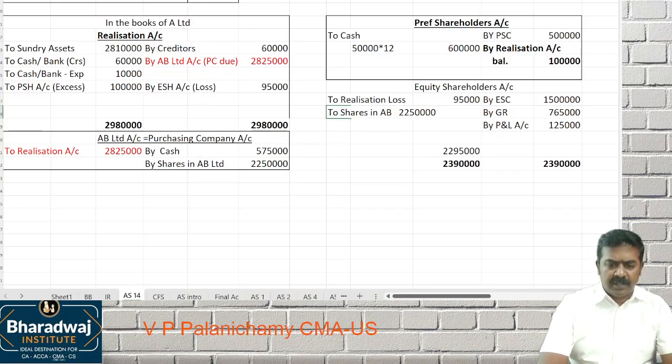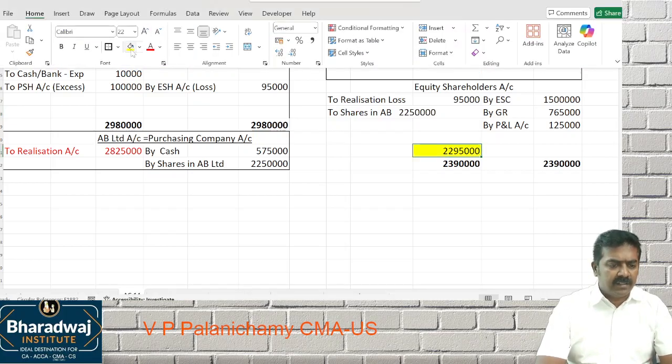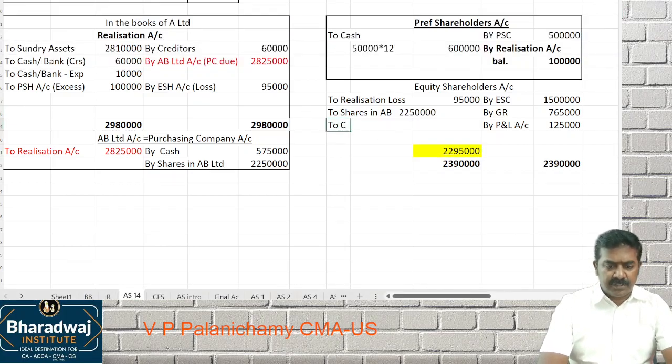But how much do we have to pay? 22 lakh 95,000 we have to pay. How to pay the 22 lakh 95,000? The balance will be paid in cash. How much will it be? 45,000 should be there. Let us cross check.